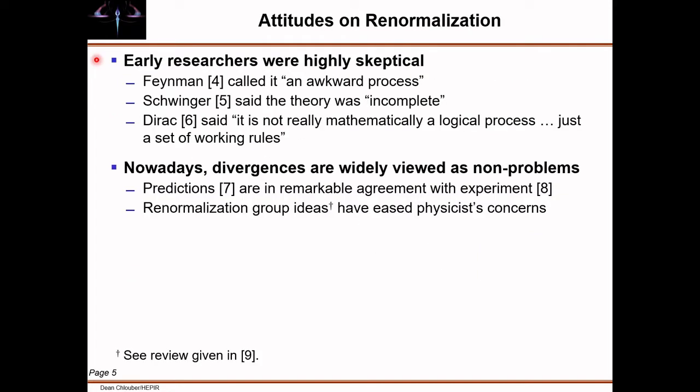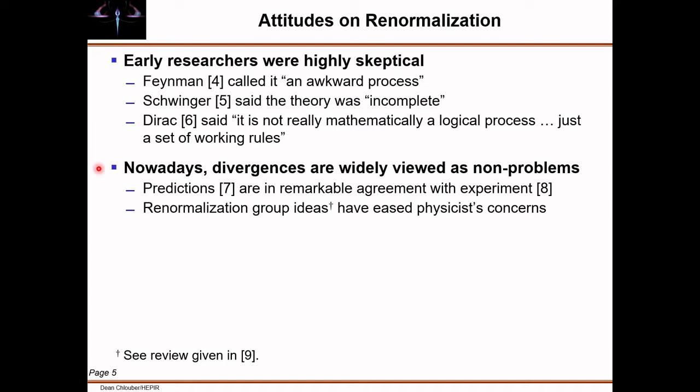Now, early researchers were highly skeptical of all this. Feynman called it an awkward process, and Schwinger said that the theory was incomplete. Well, that was in an early paper back in 1949. But I believe that the statement is still true, as I hope to show in the coming slides. And Dirac went on to say that it wasn't really a mathematically logical process. It was just a set of working rules.